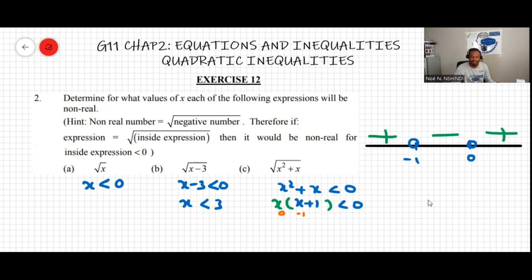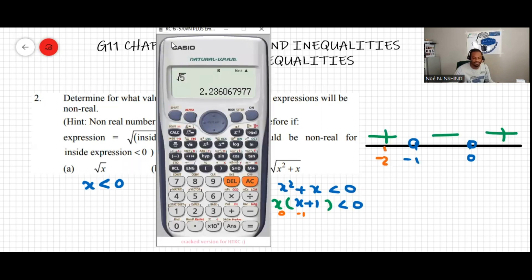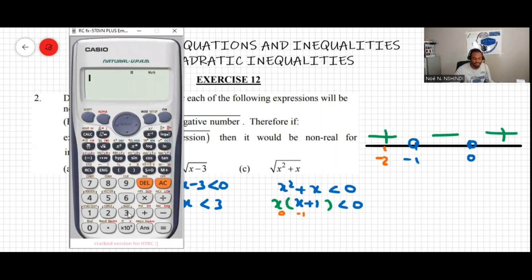Then I am going to select any value here. As I said, I took a number like -2 here. So in my calculator, I will substitute: -2 open bracket, -2 plus 1. So instead of x, I sub -2 there, and then equals, that makes +2. So meaning it's going to be positive in this interval for all values, even if you take -5 or -1000, it's going to be the same.